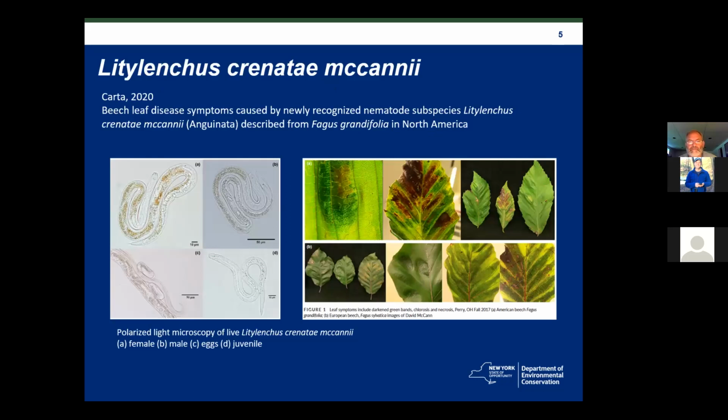Since beech leaf disease has only recently been recognized, its biology and vectors are not well understood. There is still much unknown and research is ongoing. Research by CARTA found that the foliar nematode Litylenchus crenatae mccannii causes beech leaf disease symptoms. They inoculated healthy American beech seedlings with a nematode solution before bud break. Leaves that developed from these inoculated wounded buds exhibited symptoms of beech leaf disease. These leaf symptoms include darkening between the veins, puckering, crinkling, and thickening.